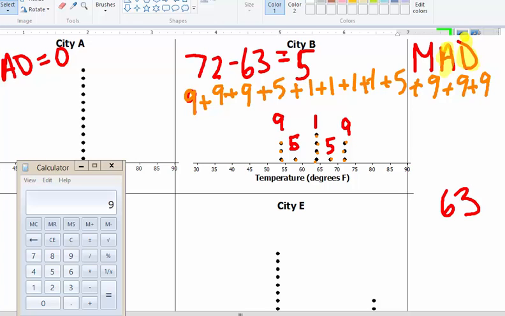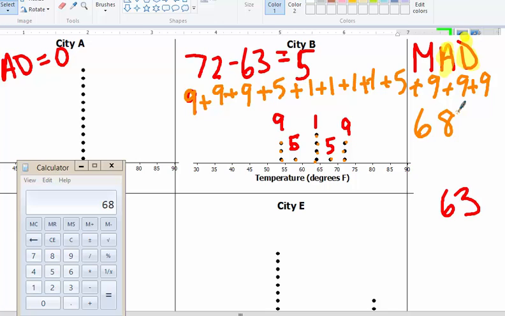So now I'm going to add them all up because that's what I do for my mean. I add them all up. So I'm doing 9 plus 9 plus 9 plus 5 plus 1, 2, 3, 4 plus, there's this 1 5 plus 3 9s. 1, 2, 3. And I get 68.